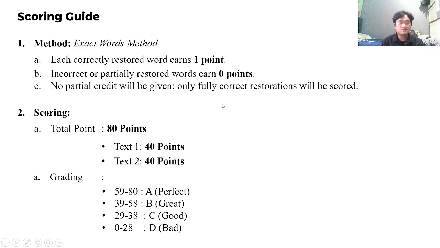For the scoring, total points are 80. Text 1 is 40 points. Text 2 is 40 points also. For the grading, I will make 59 to 80 points as A or perfect, 39 to 58 points as B or great, 29 to 38 points as C good, and 0 to 28 points is D or bad.